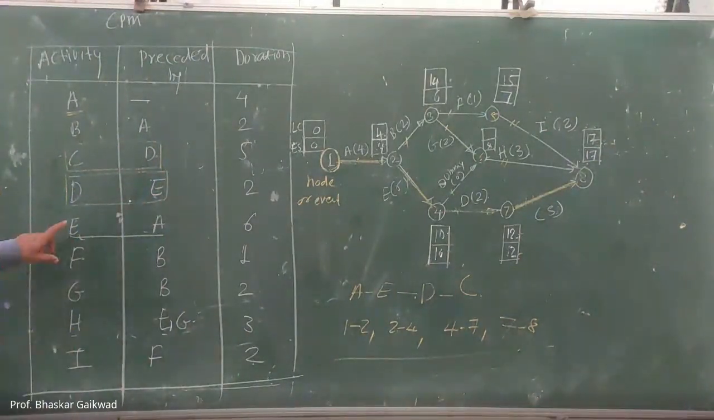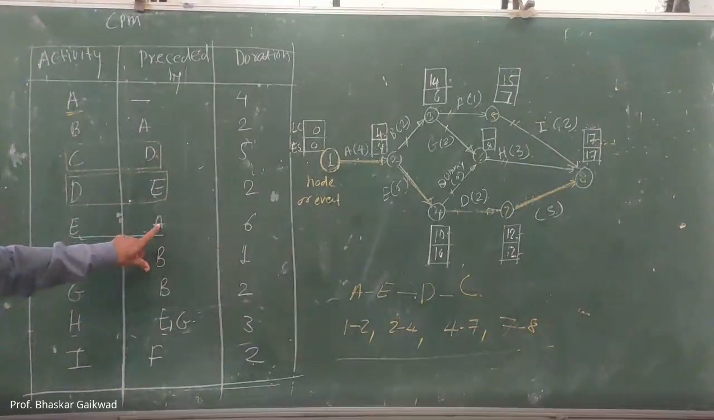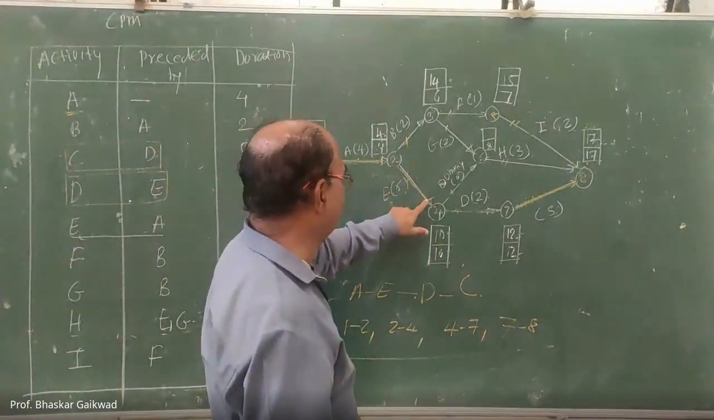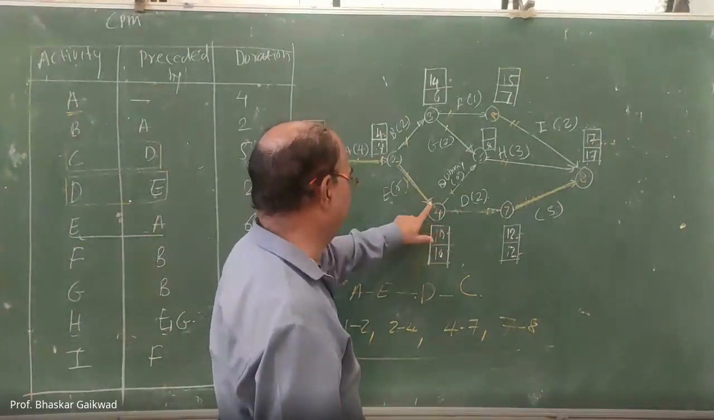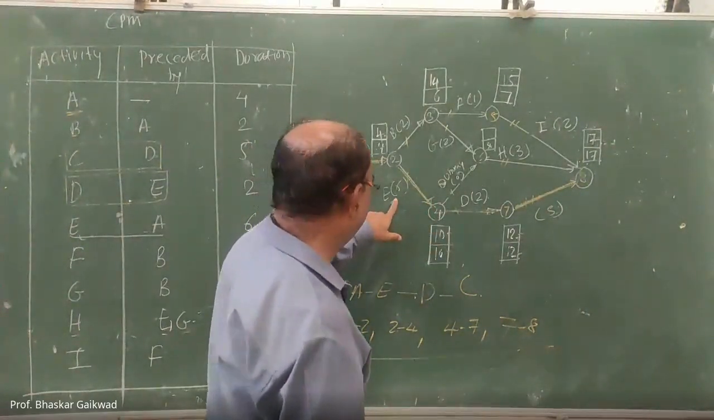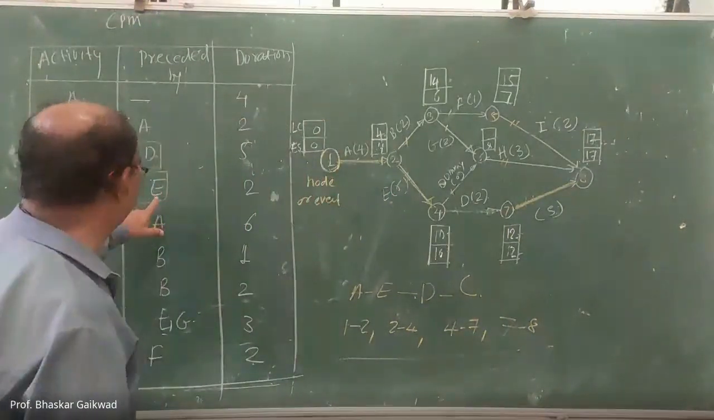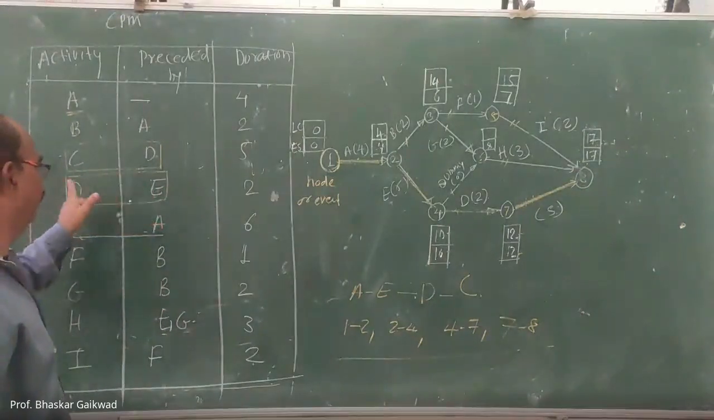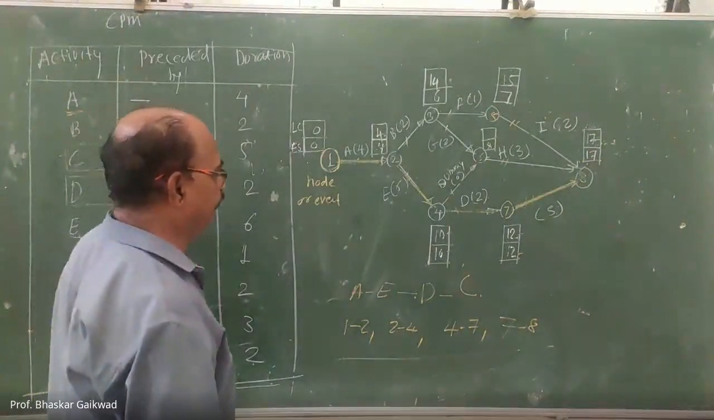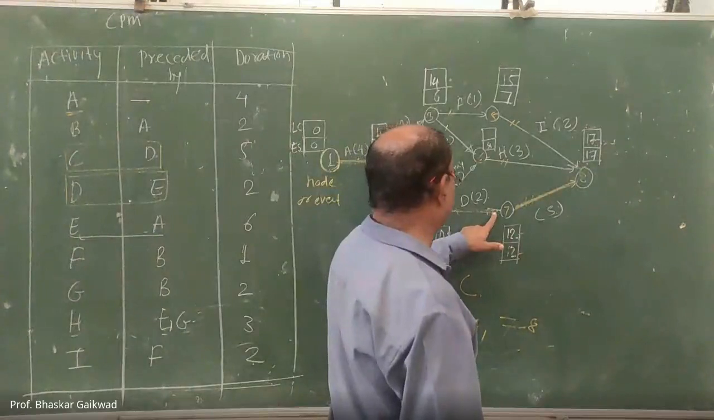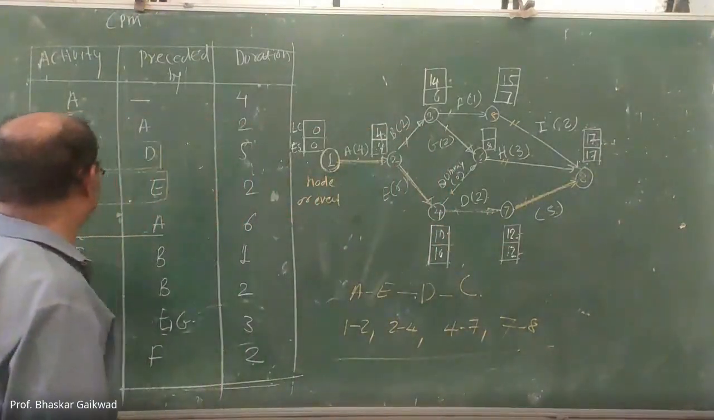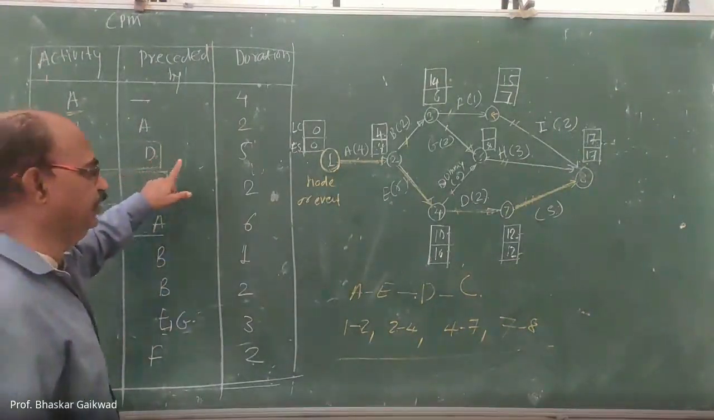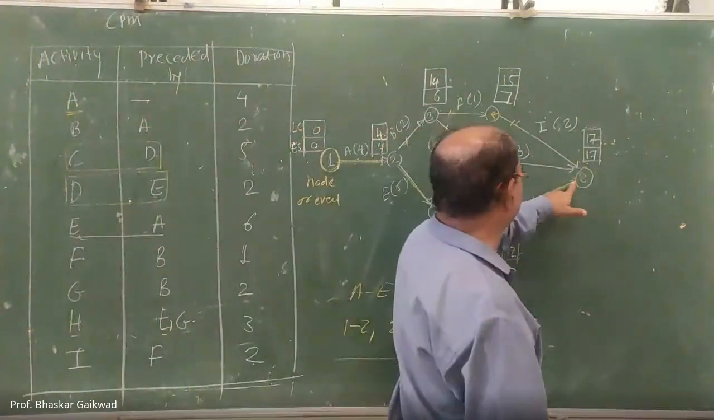Okay. Now come to this E. E will start from A. Now A is with us. Here is the A, so E will start from here. So here is the end of E. Duration is given. Now next we can go E and D. So we have got E point. Now D will start from E. So here it is. And after that C will start from the D.